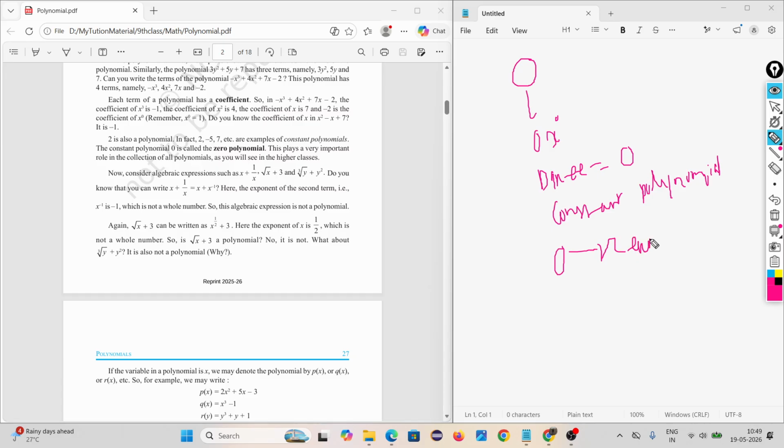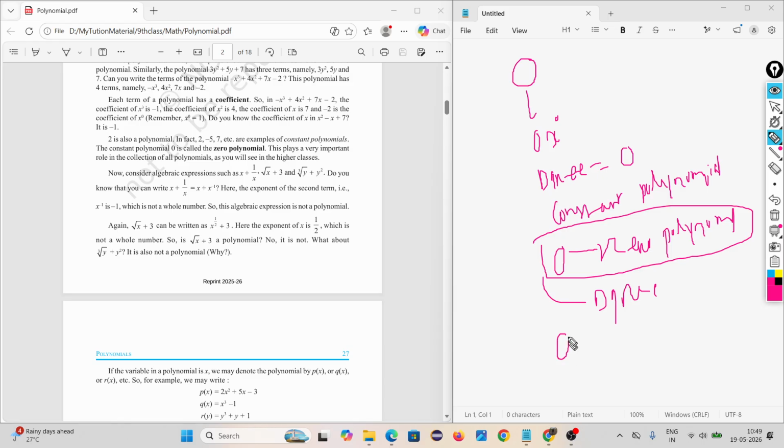Sir, what is the difference between a constant polynomial 0 and the zero polynomial? Look, in the case of a zero polynomial, we don't consider the degree. Zero polynomial means 0 into x power 0 equals how much? 0. 0 into x power 1, how much? 0. 0 into any number will give you 0, na? So that is called the zero polynomial. Remember, in the world only one constant is the zero polynomial, that is 0.